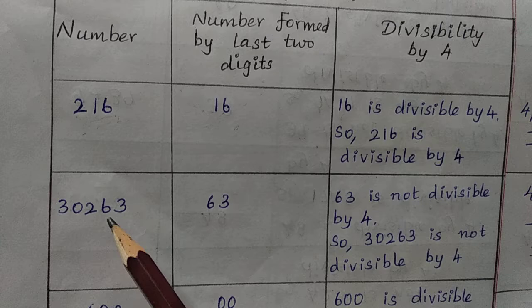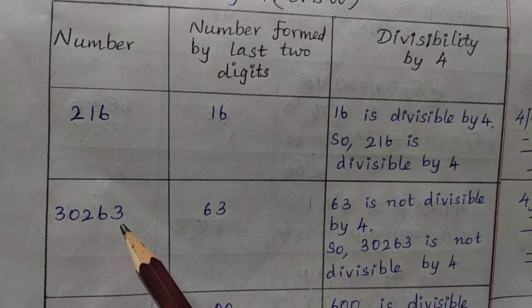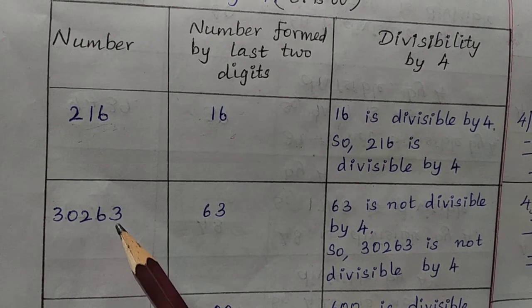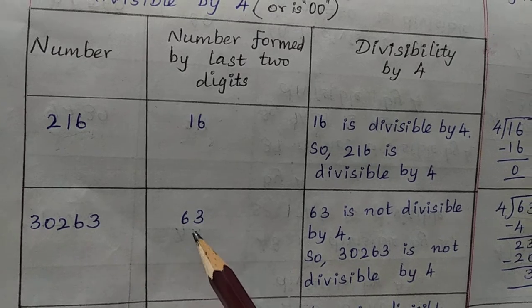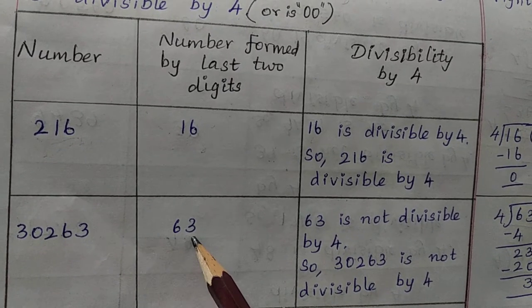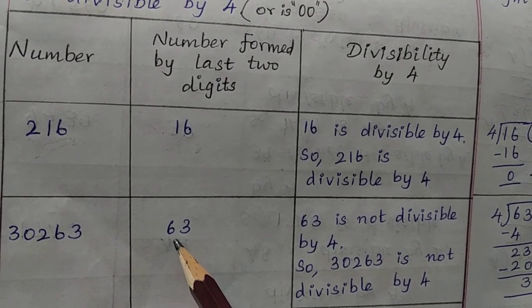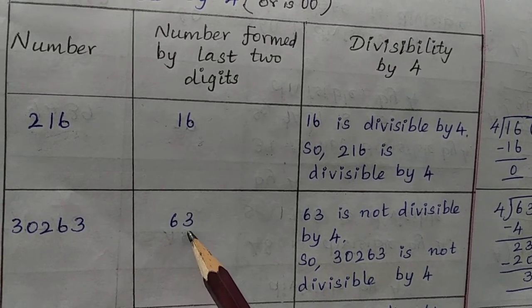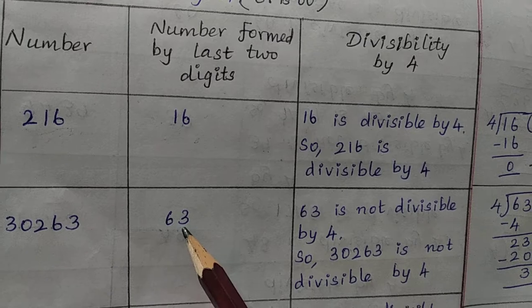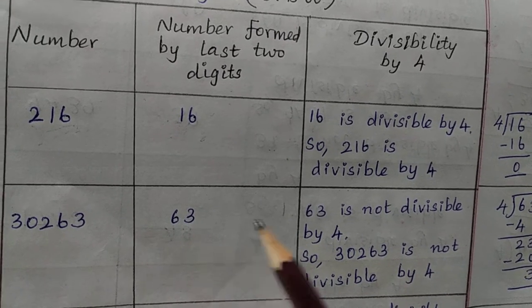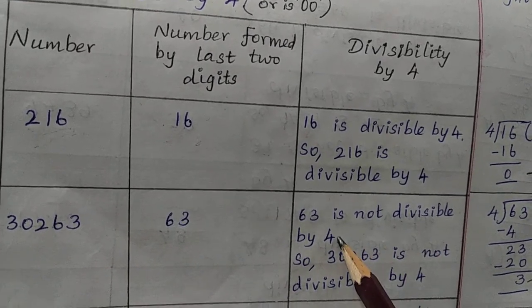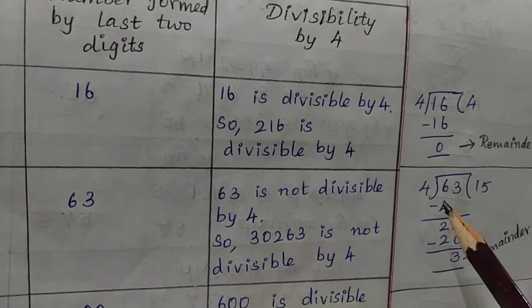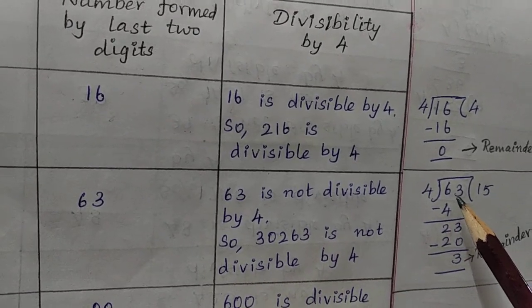30,263. The last two digits make the number 63. 63 is not a multiple of 4. 60 and 64 are in the fourth table, 63 is not in the fourth table. So easily you can say that 63 is not divisible by 4. But for verification, I have made the calculation here.